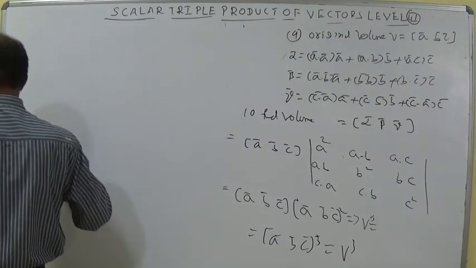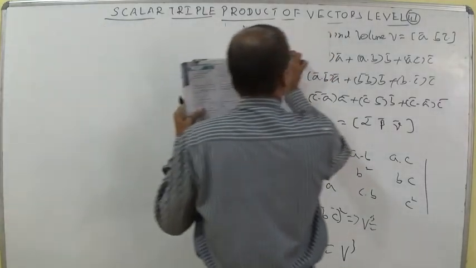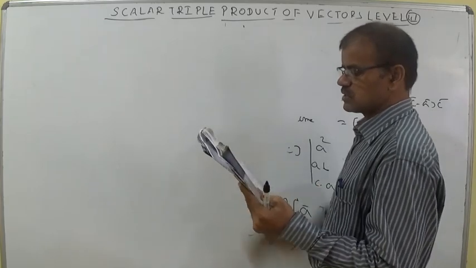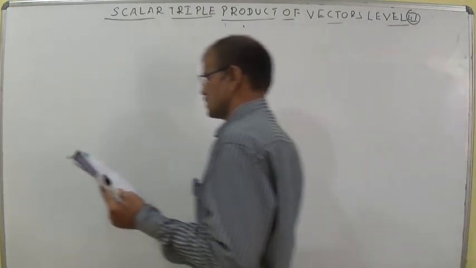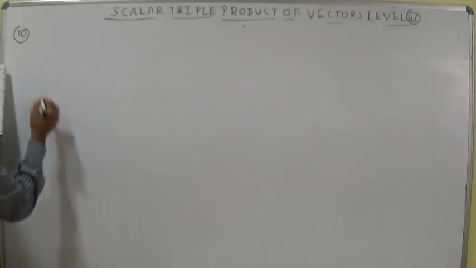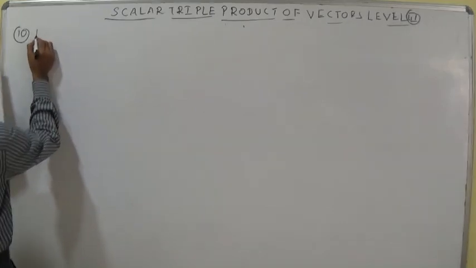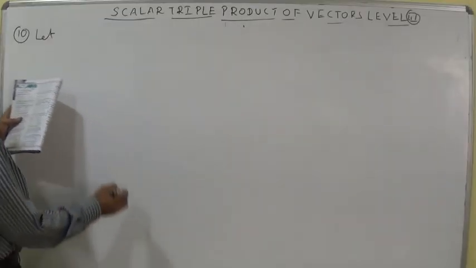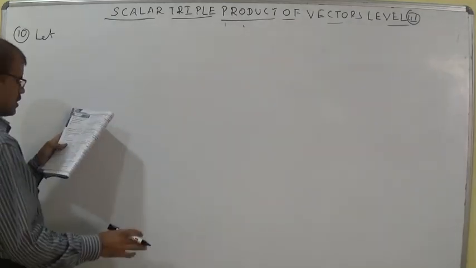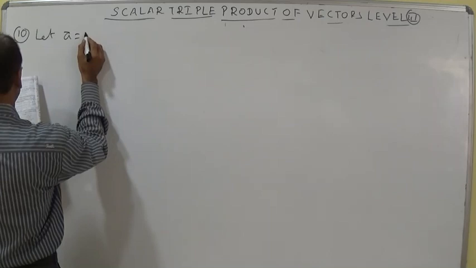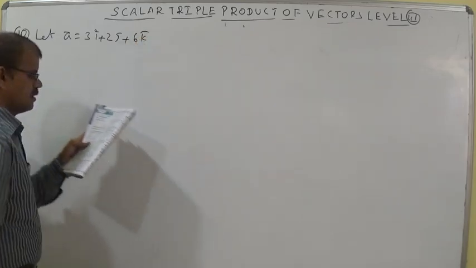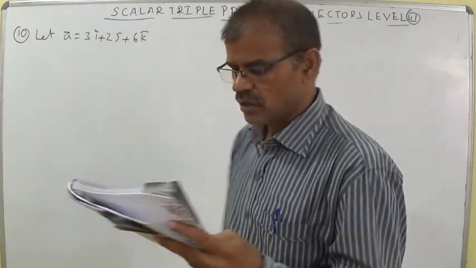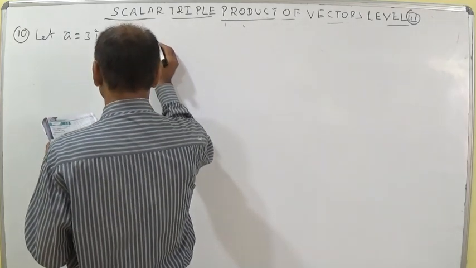9th question completed. 10th question: the unit vector which is orthogonal to the vector 3i plus 2j plus 6k, and it is coplanar with the vectors. Given vector A, let A bar equal 3i plus 2j plus 6k. Let the unit vector be orthogonal to the vector 3i plus 2j plus 6k and coplanar.